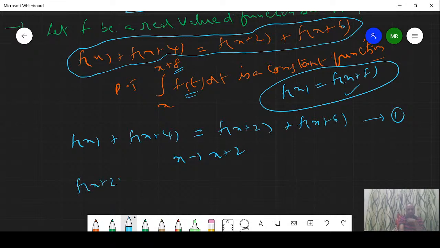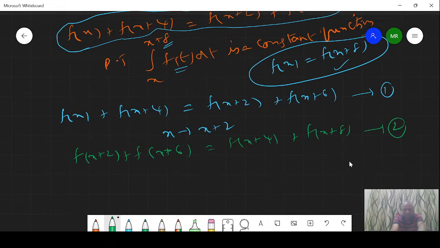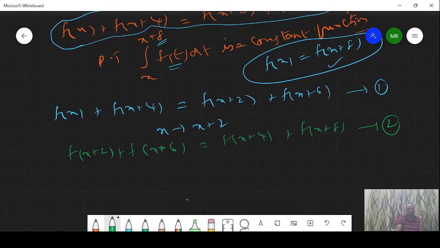When I replace x with x plus 2, f of x plus 2 plus f of x plus 6 equals f of x plus 4 plus f of x plus 8. This is equation 2. Now from equations 1 and 2, I can simplify.